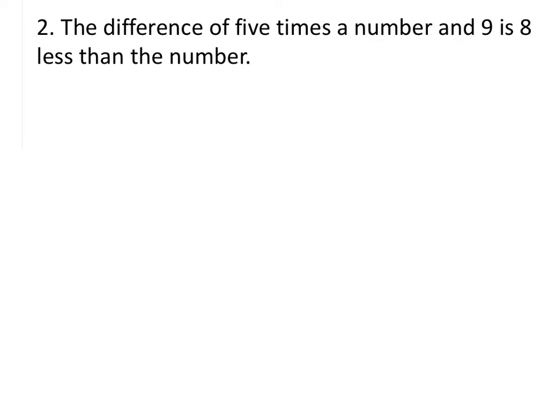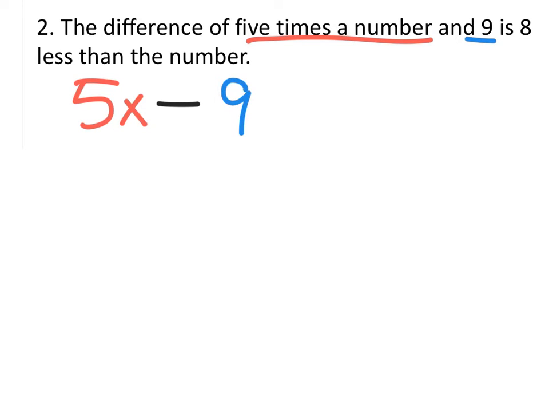But let's look at this. The difference of 5 times a number. So difference we know is subtraction, right? So we're going to show a subtraction. It's the difference of 5 times a number and 9. So we have 5 times a number. I'm going to use x, and you guys seem to like x. We used it a lot in class. 5 times a number and 9. That's the difference, all right? So we're going to subtract those two.